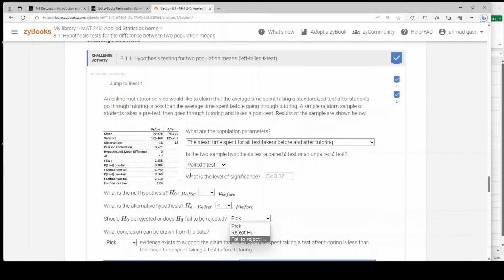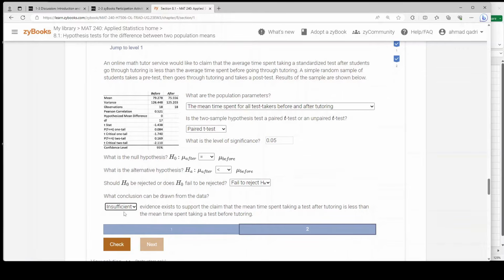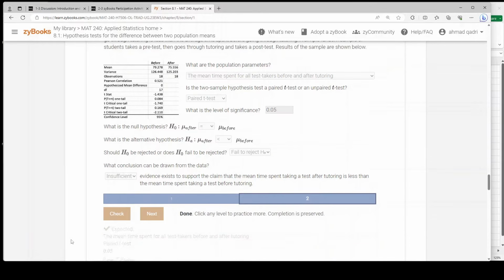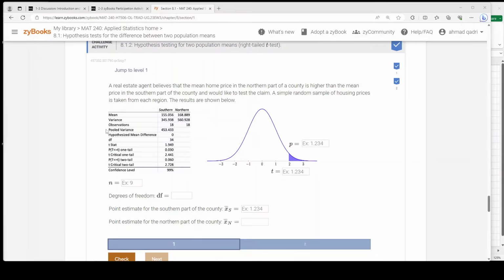Compare that to the level of significance, which is 0.05 here. And so right away you can tell that we will not reject the null hypothesis because the p-value is greater than the level of significance. So we fail to reject the null hypothesis. And the conclusion is that there is insufficient evidence to support the claim that the mean time spent taking an exam after tutoring is less than the mean time spent taking the test before tutoring. And so those are the correct answers.